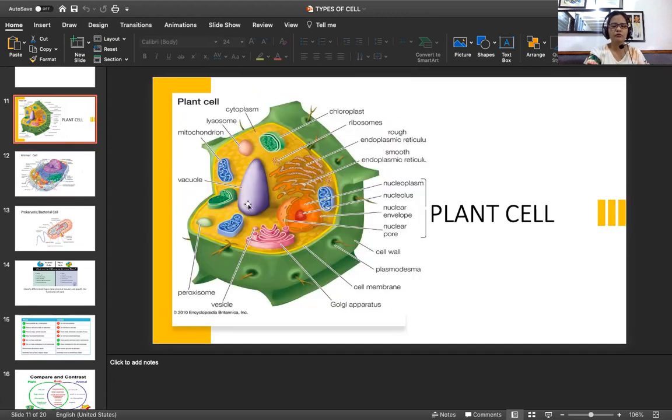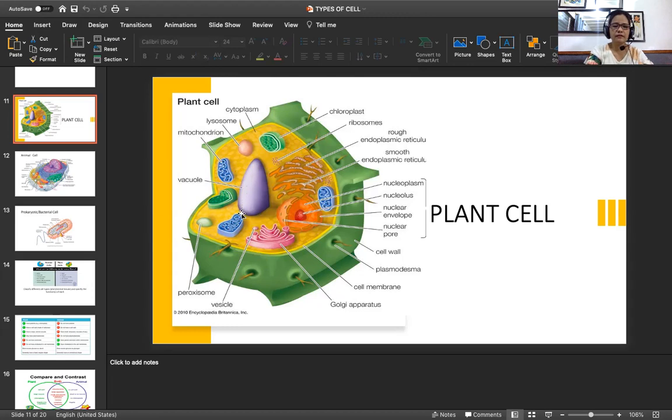Why? Because the vacuole, aside from its work for digestion, in the plant cell is also a storage for water. Kaya it's bigger and it functions for cytoplasmic streaming. What is cytoplasmic streaming? It is responsible for the rotation of water within the plant cell para i-distribute yung tubig.